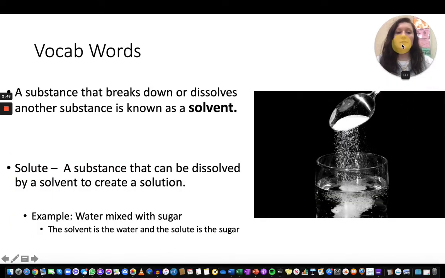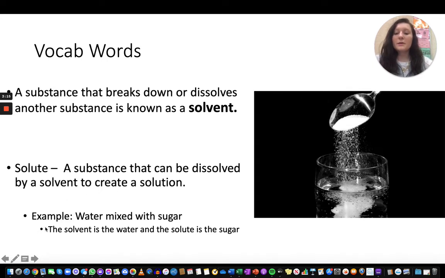All right, so let's look at some vocab words. A substance that breaks down or dissolves another substance is known as a solvent. And then a solute is a substance that can be dissolved by a solvent to create a solution.